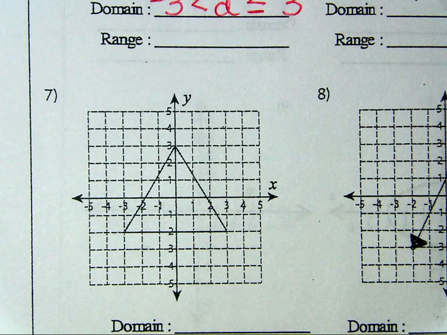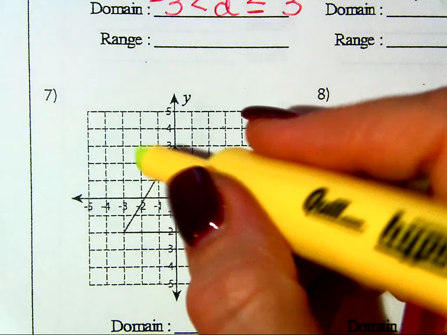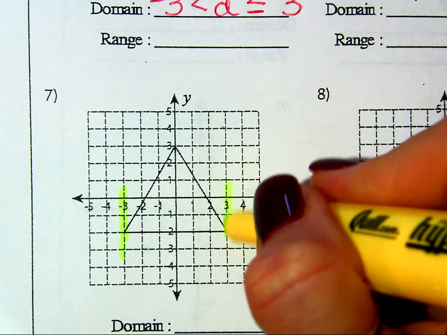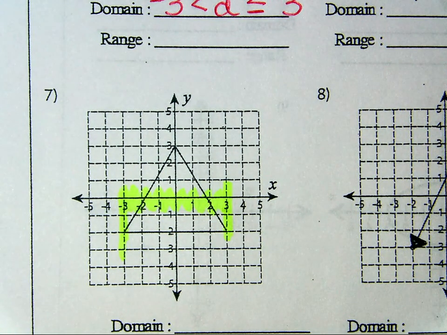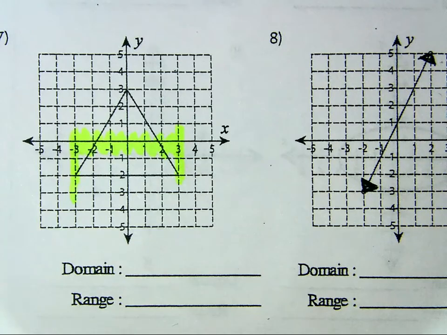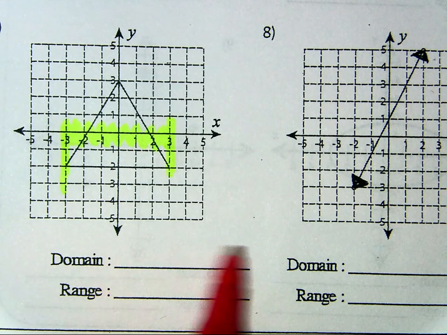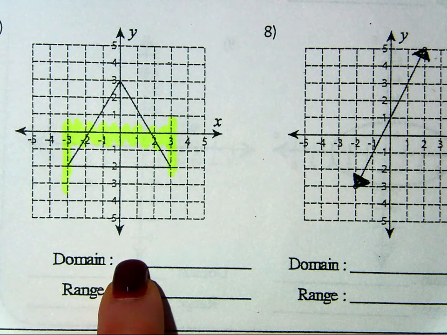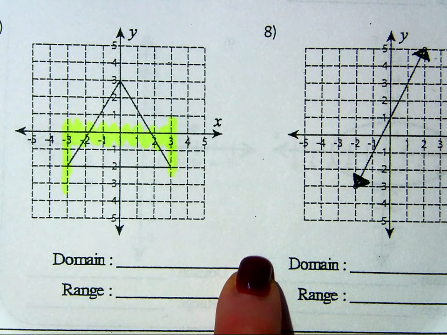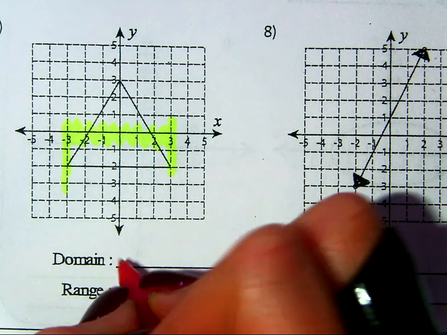So the domain is how far left, how far right. And the most important part about writing your domain is that when you write it combined like this, it has to be where they are in relation to each other on a number line. So don't put the positive 3 here and the negative 3 there, because that's not where they are on a number line. The negative 3 is to the left of positive 3.